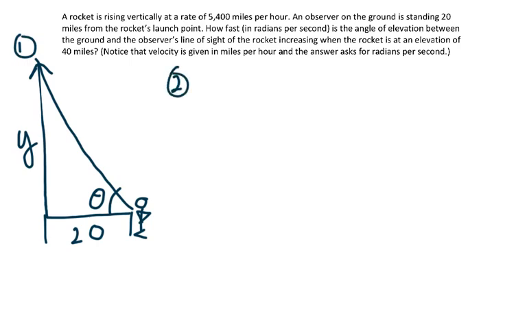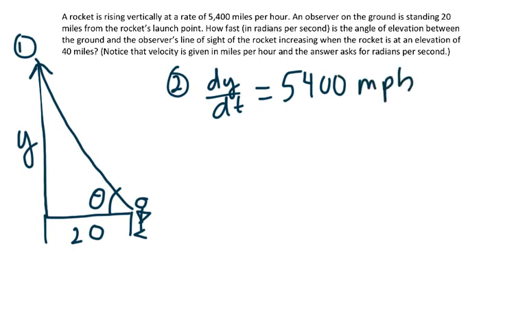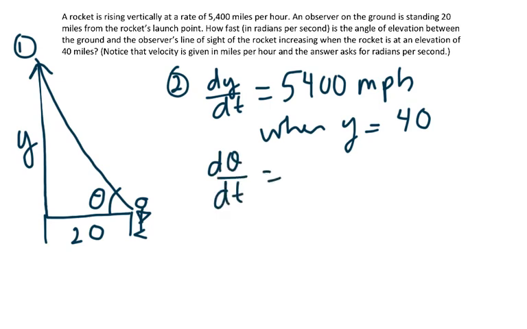Step 2 says make a list of what you know. I know that dy/dt is changing at 5,400 miles per hour. I know that I'm going to use y to be 40, and I'm looking for d theta/dt.